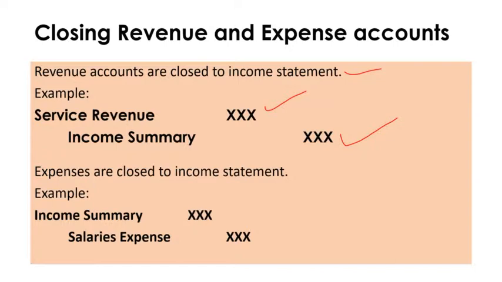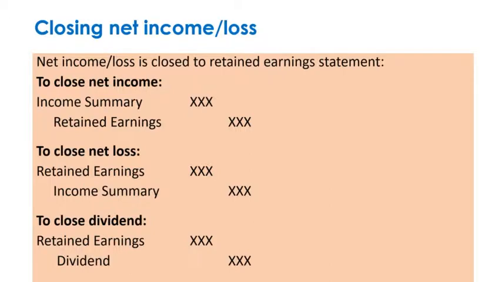Expenses are closed in the income summary too, and the journal entry would be income summary debit and salaries expense credit, any expense. All the expenses are credited. Then to close the net income: income summary debit and retained earnings credit. To close the net loss: retained earnings debit and income summary credit. To close the dividend, if there is any dividend: retained earnings debit and dividend credit.